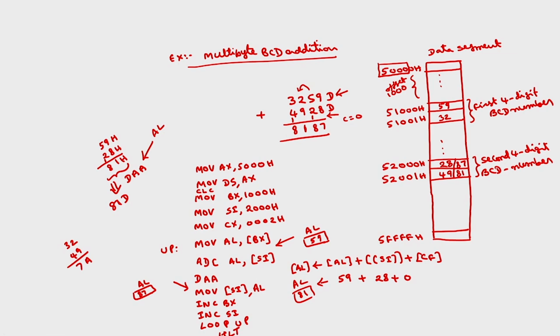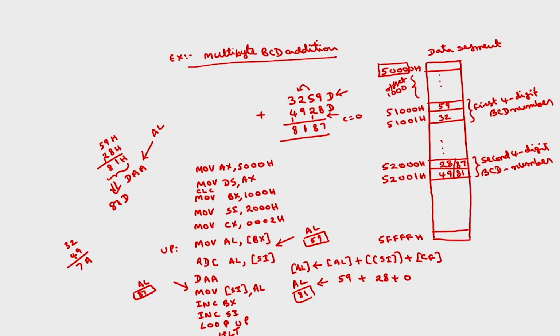So, this is about the multi-byte BCD addition. This program can be extended to any number of bytes. If you have 5 bytes, simply load this with 5. If you have 10 bytes, simply load with A. Like that you can extend it to any number of bytes. This is the third program, which is multi-byte BCD addition.